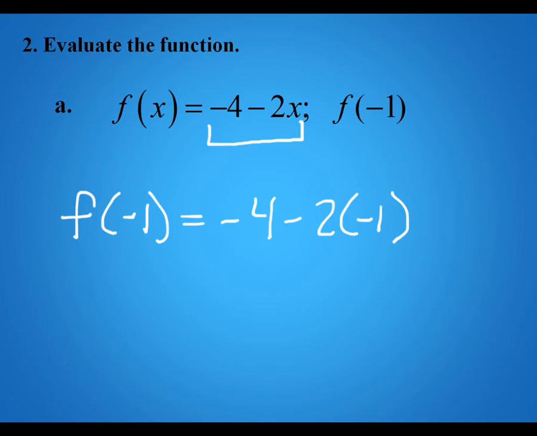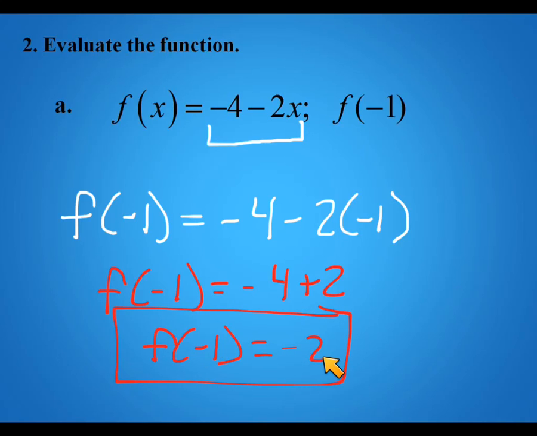And a lot of people did this right on the first test we took, but then they started like messing with this side. This just stands for the function at -1. You don't have to do anything over here. All you have to do is simplify this side. So I have subtraction, I have multiplication. I have to do the multiplication first. I treat that like a -2 times a -1 is a +2. And then -4 plus 2 is a -2. So the answer, the function at -1 is equal to -2. Again, I only have to mess with this right side. The left side just stands for the function at -1. You don't do anything with that.